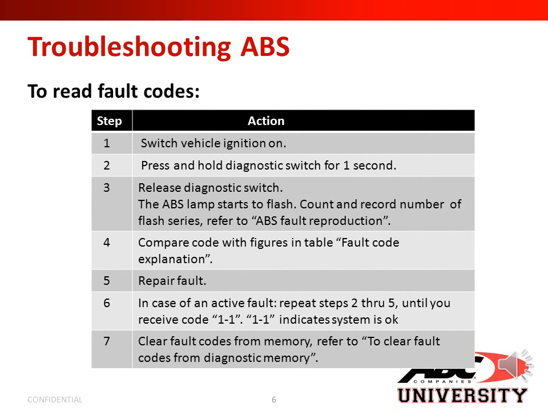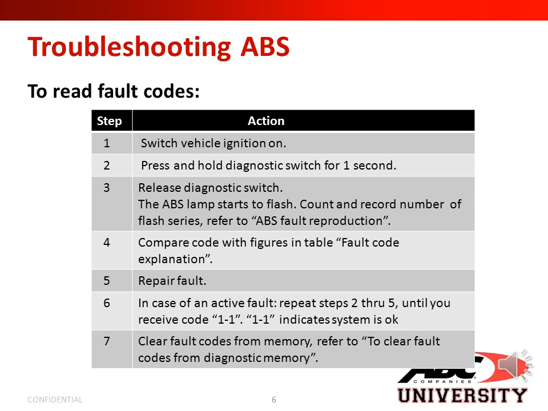Next, we will go over how to read your fault codes. Step 1. Switch the vehicle ignition on. Step 2. Press and hold the diagnostic switch for 1 second. Release diagnostic switch. The ABS lamp starts to flash. Count and record numbers of flash series. Refer to your ABS fault reproduction in the maintenance manual.